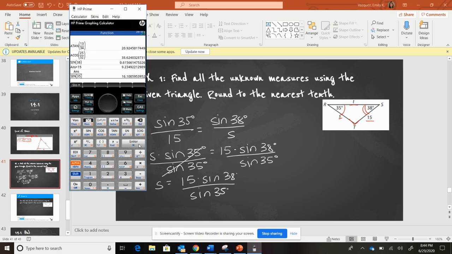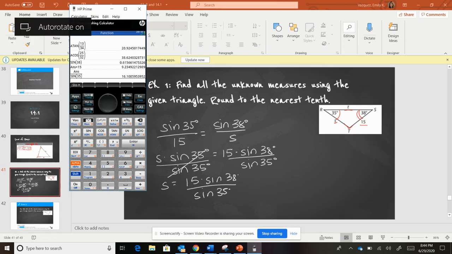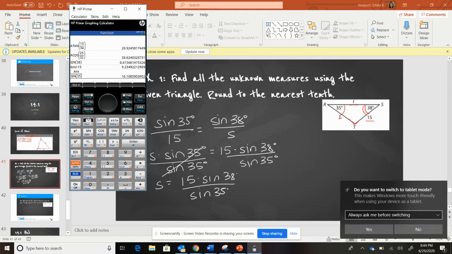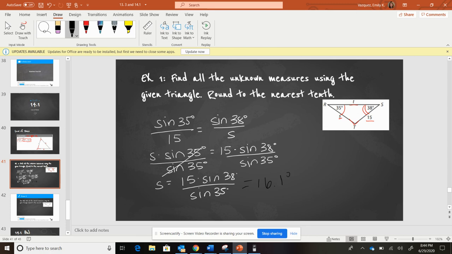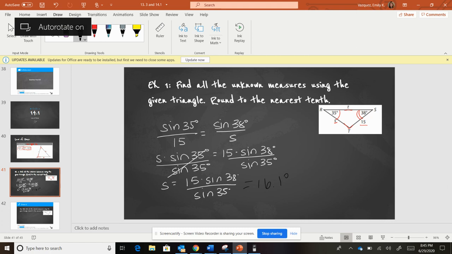And there you go. I have my answer. So looks like it was 16 point, to the nearest tenth, so 16.1 degrees. And that was my solution for S.